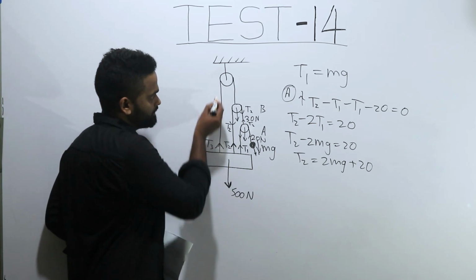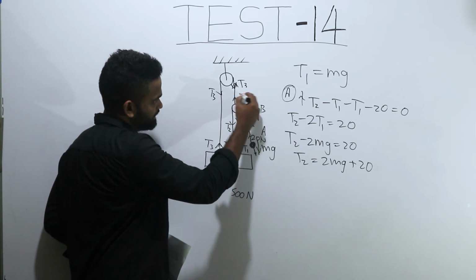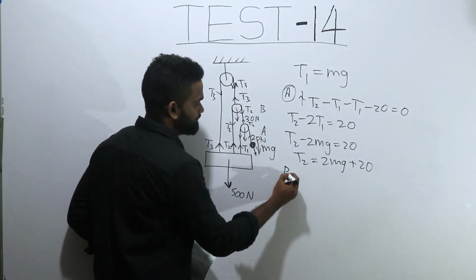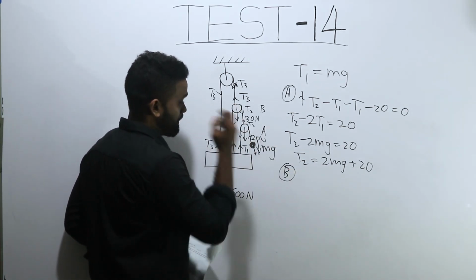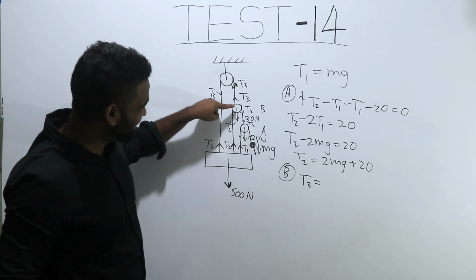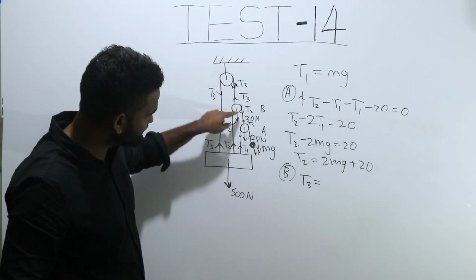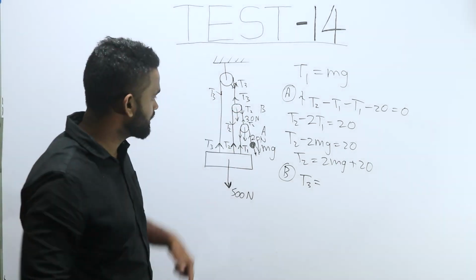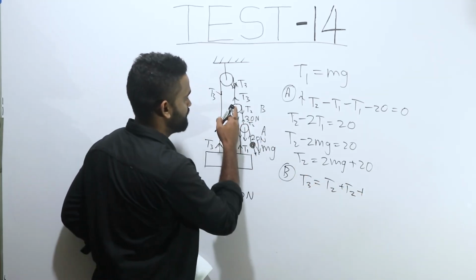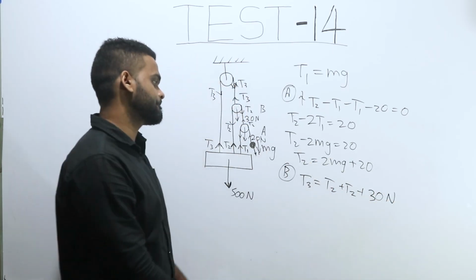If this is T3 here, here T3, here T3, here also T3. So T3 is upwards. Now I am applying equations to pulley B. T3 is the force upwards. That T3 is balanced by two T2s downwards and the weight of pulley B. So T2 plus T2 plus the weight of pulley B. Those are the forces acting on pulley B.